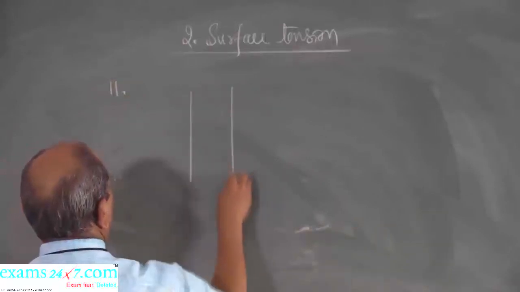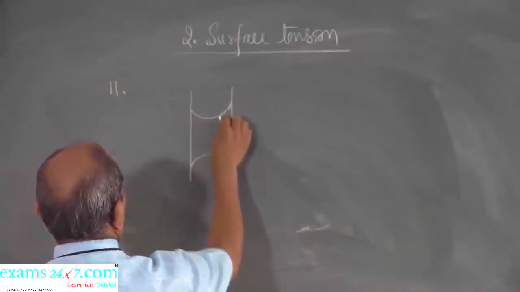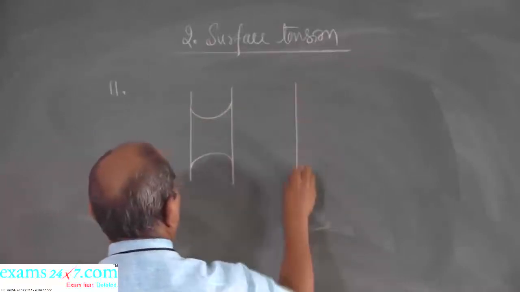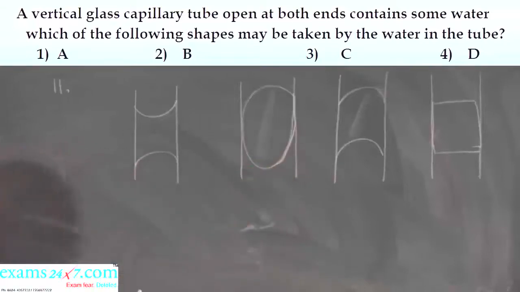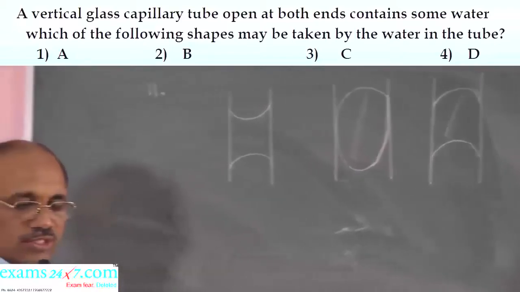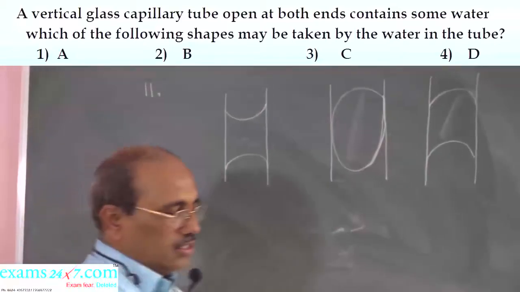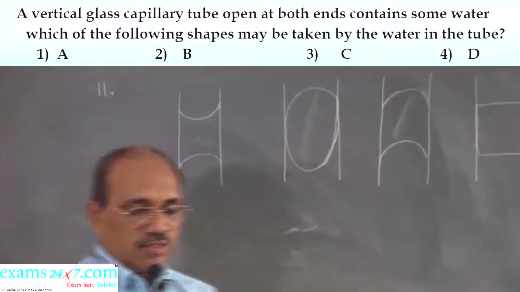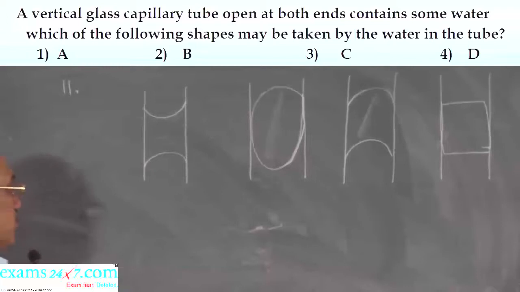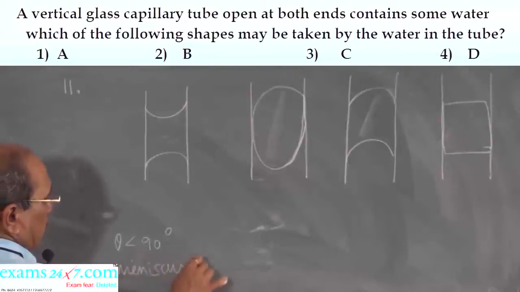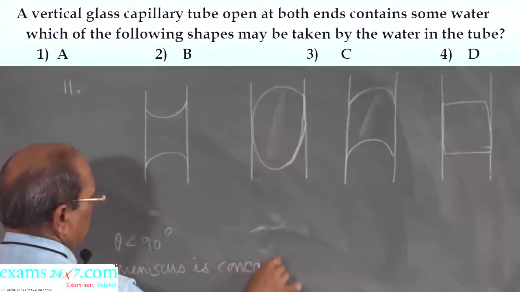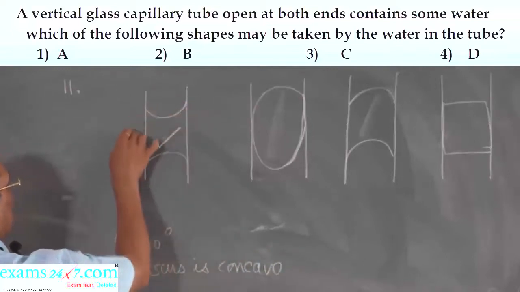They have given different shapes of the capillary tube in which the liquid stays. A vertical glass capillary tube open at both ends contains some water. Which of the following shapes may be taken by water in the tube? Glass tube, water: glass and water wet the surface, theta is less than 90, and the meniscus is concave. Both sides open, the right option is this, A.